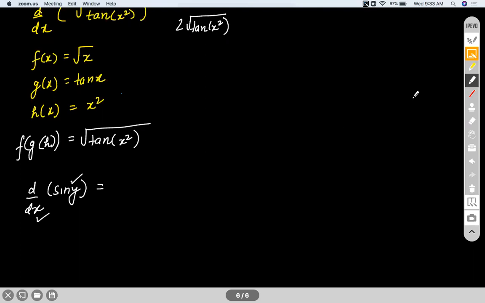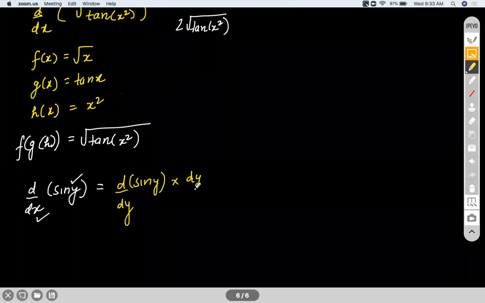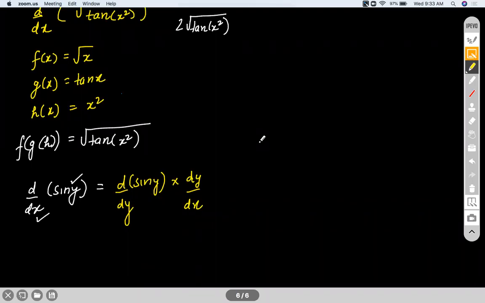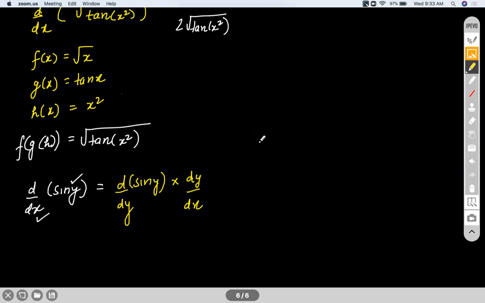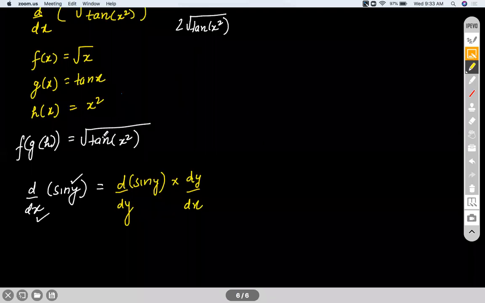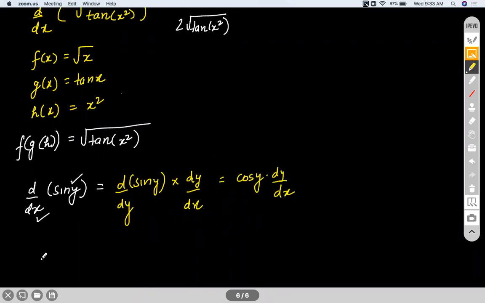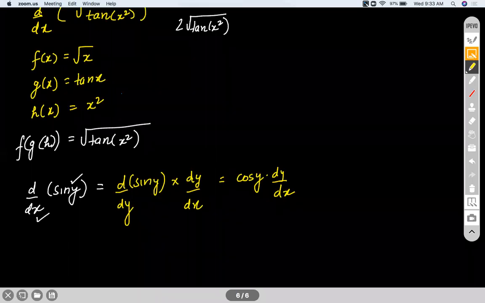As Venkat rightly said, first you have to differentiate sine y with respect to y into the derivative of y with respect to x. This itself is a chain rule. So chain rule is one of the most important methods useful in finding the derivative of any function which is in a composite form, and also if the function is in a different variable from the variable with respect to which you are differentiating. So this will be cos y dy by dx. Is that fine?